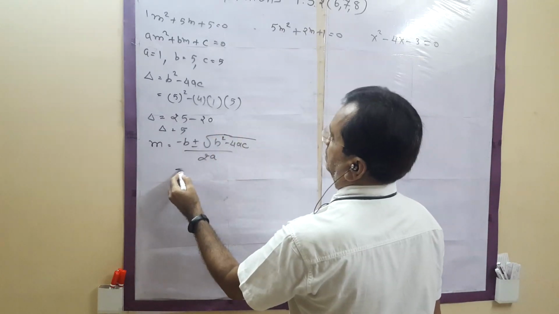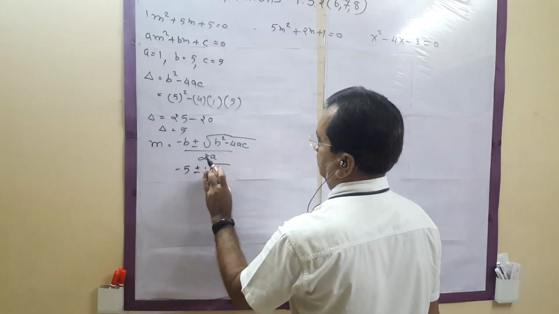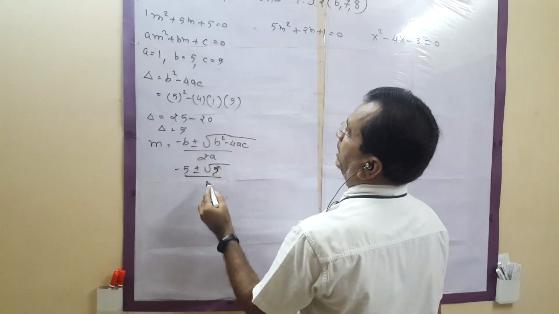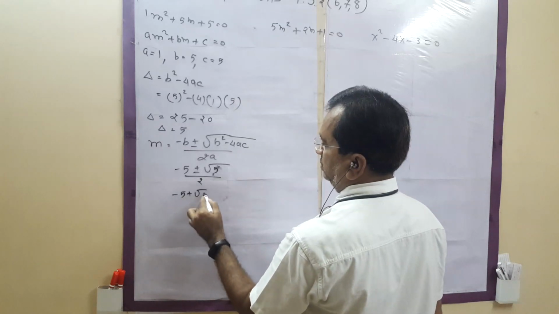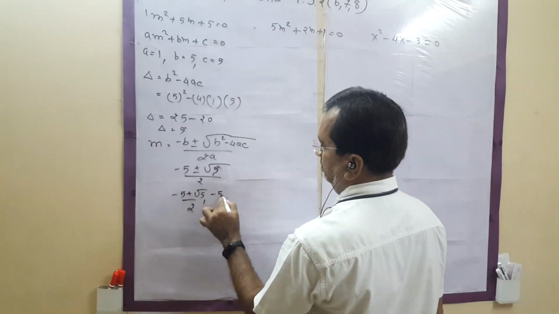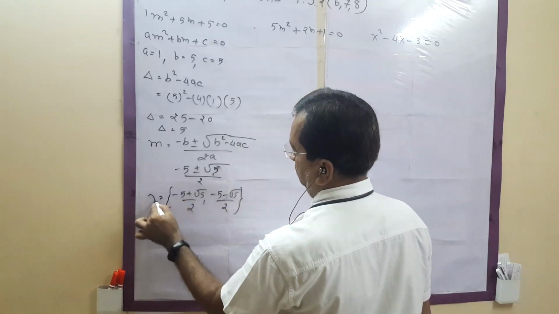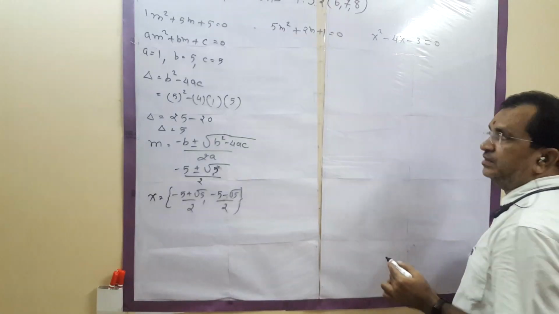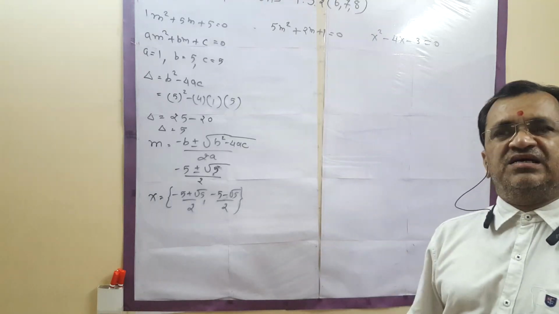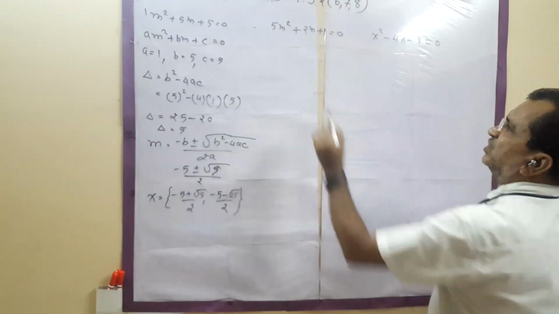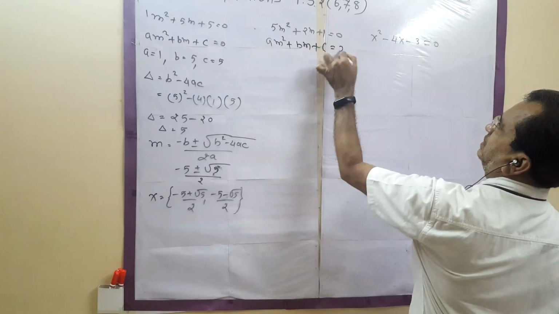Okay, minus b, so that is minus 5, plus or minus root 5, over 2a, that is 2. So minus 5 plus root 5 by 2, minus 5 minus root 5 by 2. Five ones are 5, but the factor of 5 you will not get 2. So again, ax square plus bx plus c is equal to 0.